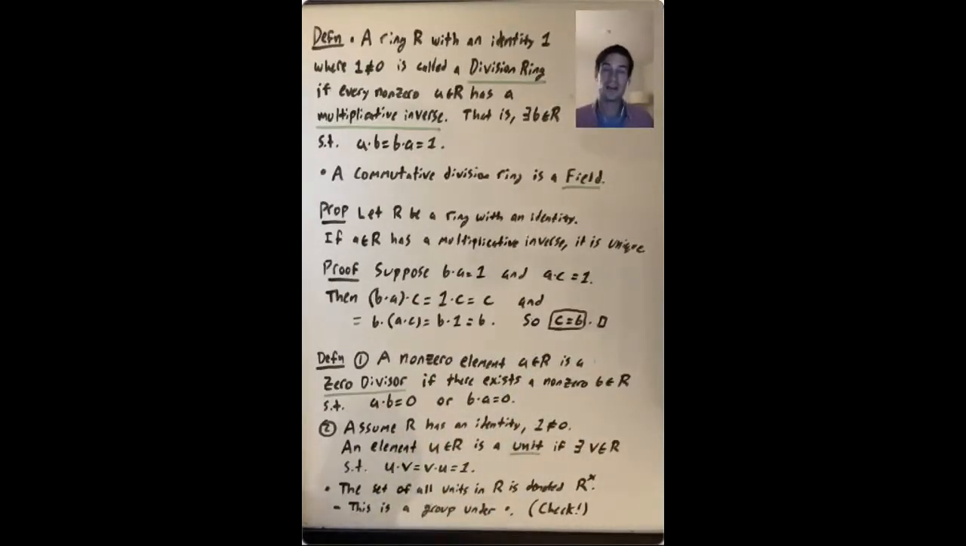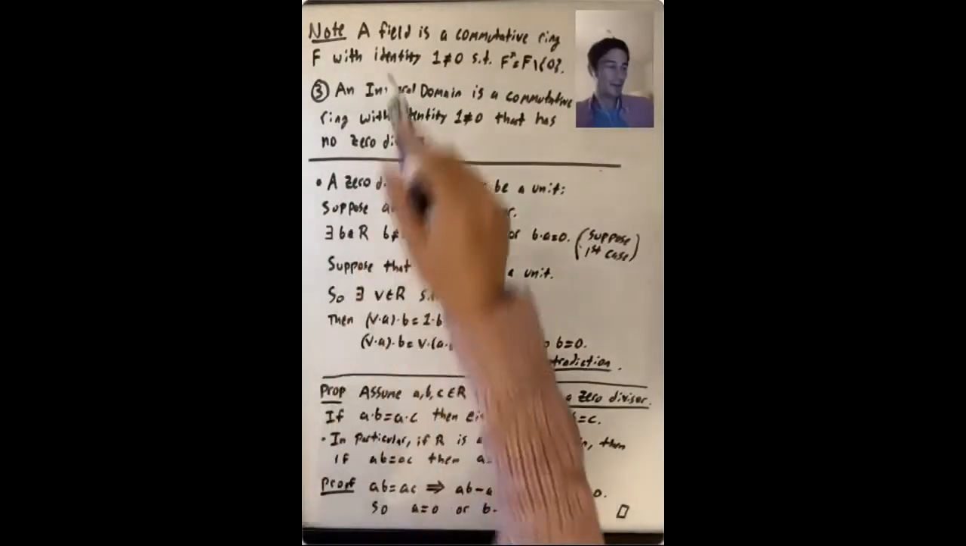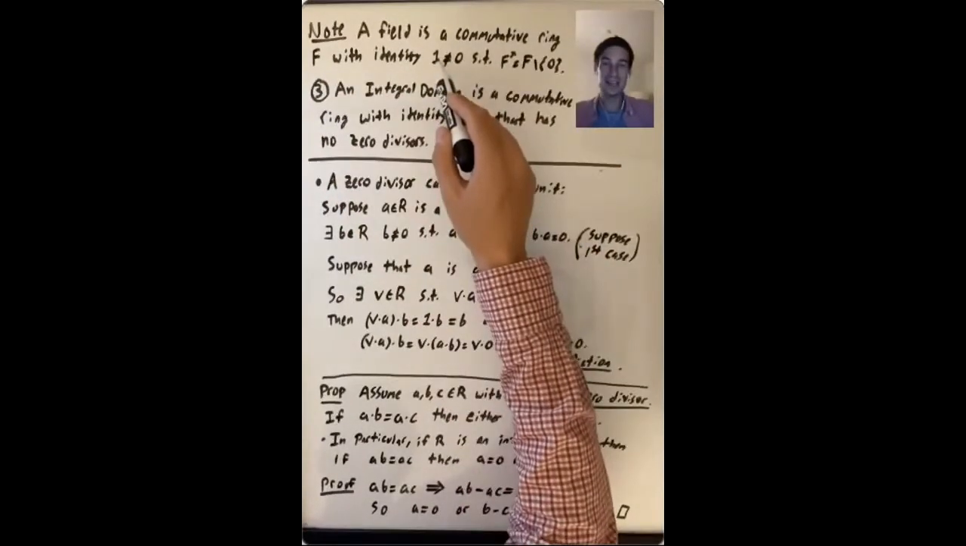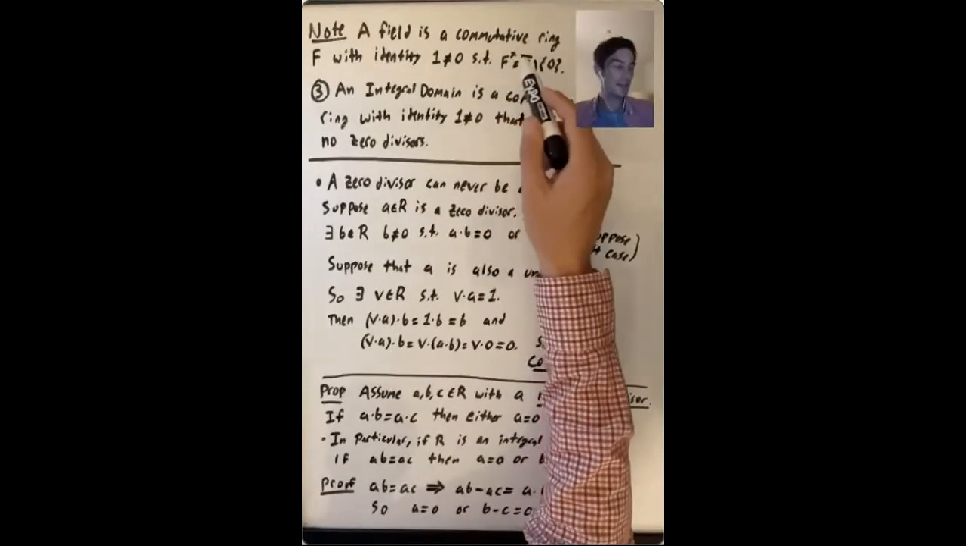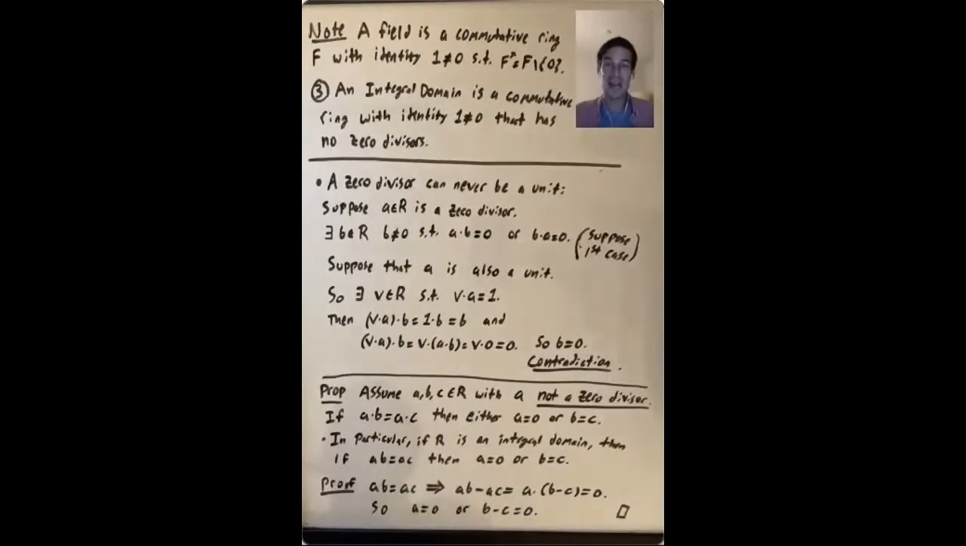And then later, we'll see some examples of rings, and we'll ask, what are the zero divisors? What are the units? Now that we have this language of units, we can point out that a field is a commutative ring F with an identity 1 not equal to 0, so that the set of units in F is every non-zero element of F. Everything in F except the additive identity 0 has a multiplicative inverse.